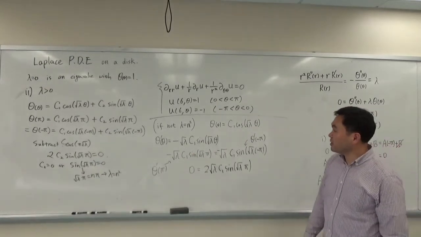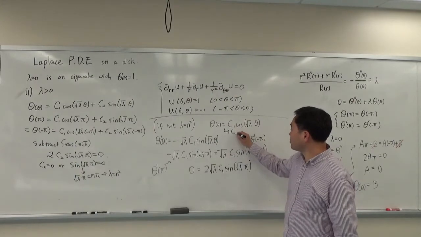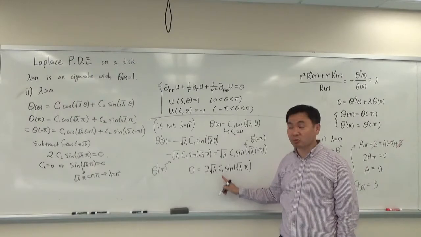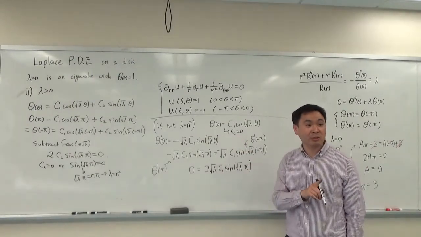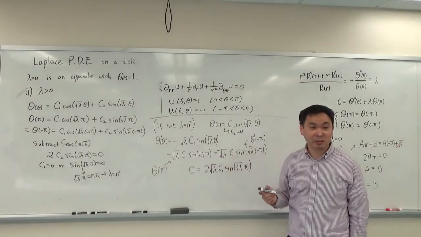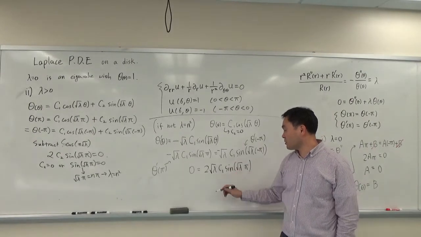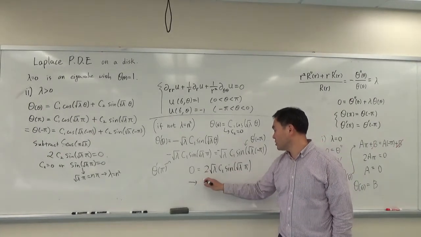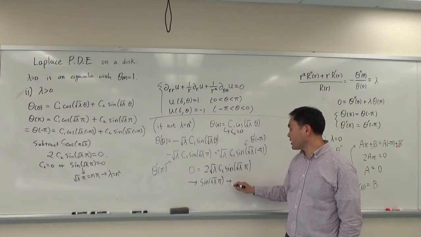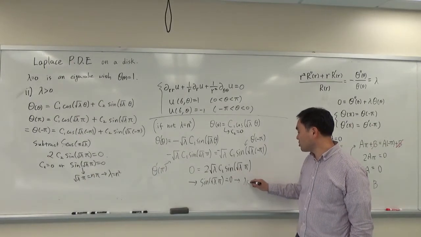But already C2 is 0. So we can't afford to have C1 as 0, right? If C1 is also 0 with C2 0, what does that mean? We get a trivial solution for theta. We can't afford that, okay? We're looking for non-trivial solutions. So that means this is, again, forced to be 0. Sine of square root of lambda pi has to be 0. So again, your lambda must be n squared.